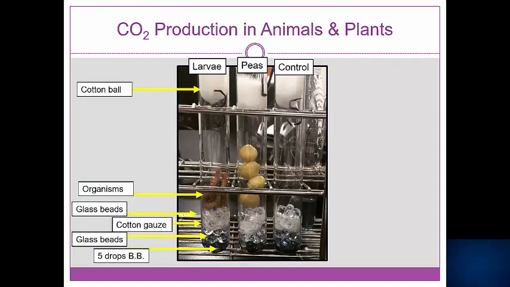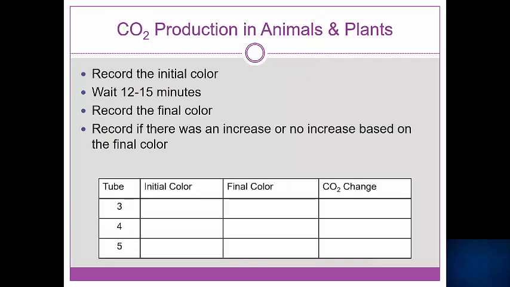This photo shows the experimental setup for each tube. Feel free to pause here and examine the experimental design more closely. The initial color for each tube is noted in the data table. Each tube is allowed to sit for up to 15 minutes before the final color is noted in the table. During the 15 minutes, the organisms are respiring and the bromothymol blue should change color as a result.